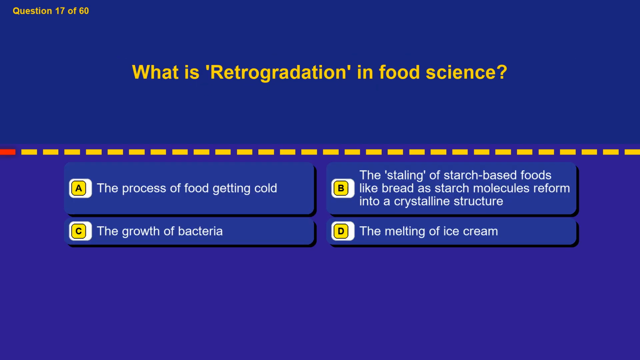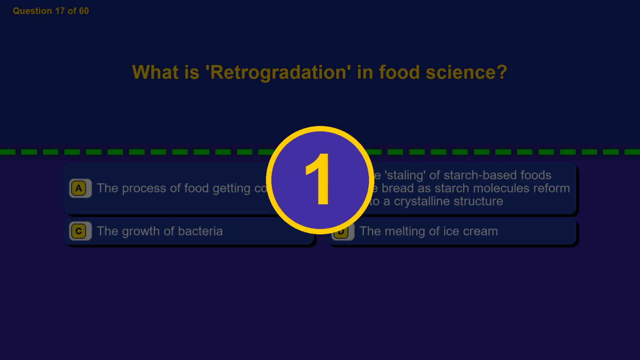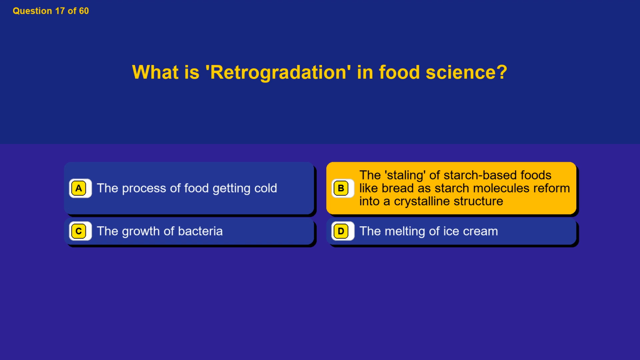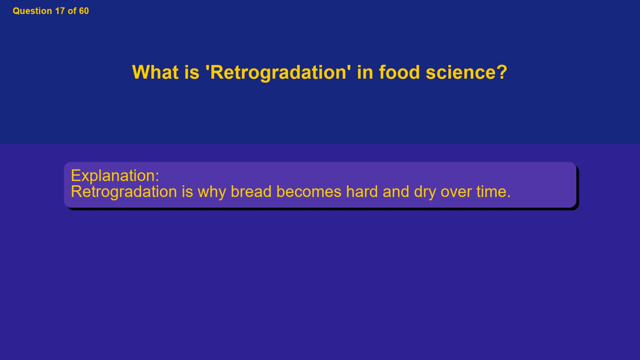Question 17. What is retrogradation in food science? Option A, the process of food getting cold. Option B, the staling of starch-based foods like bread as starch molecules reform into a crystalline structure. Option C, the growth of bacteria. Option D, the melting of ice cream. The correct answer is option B, the staling of starch-based foods like bread as starch molecules reform into a crystalline structure. Retrogradation is why bread becomes hard and dry over time.